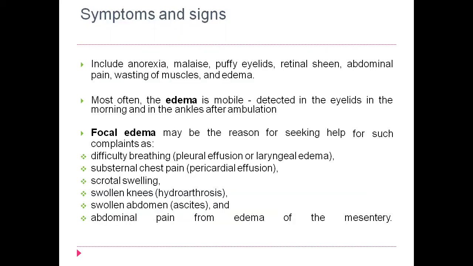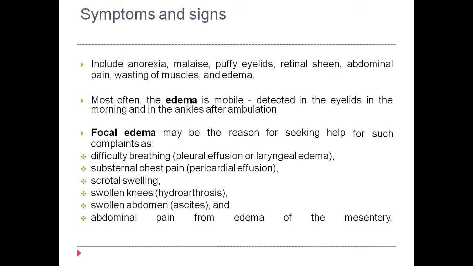So what are the signs and symptoms of nephrotic syndrome? It usually includes anorexia, malaise. You can see specifically puffy eyelids, because the eyelid skin is thin. So in the morning you will see puffy eyelids. There is abdominal pain, that may be because of ascites. There is wasting of muscles and edema. And edema most often is mobile. So it is detected in the eyelid in the morning and in the ankle after ambulation.